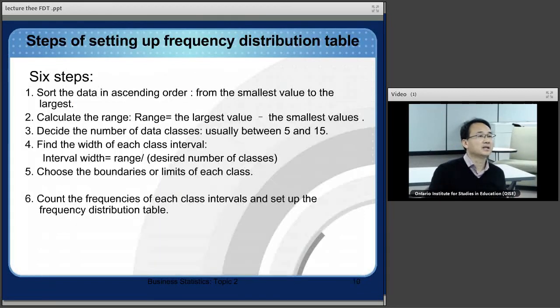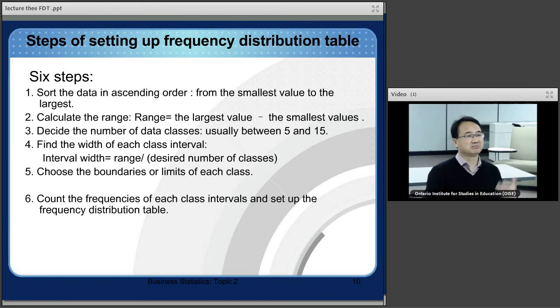Okay, so let's do a summary of how to set up a frequency distribution table. 6 steps. First, remember, sort the data in ascending order from the smallest value to the largest. The second, calculate the range. How to calculate the range? Range is the difference between the largest value and the smallest value. And then decide the number of the data classes, usually between 5 and 15.